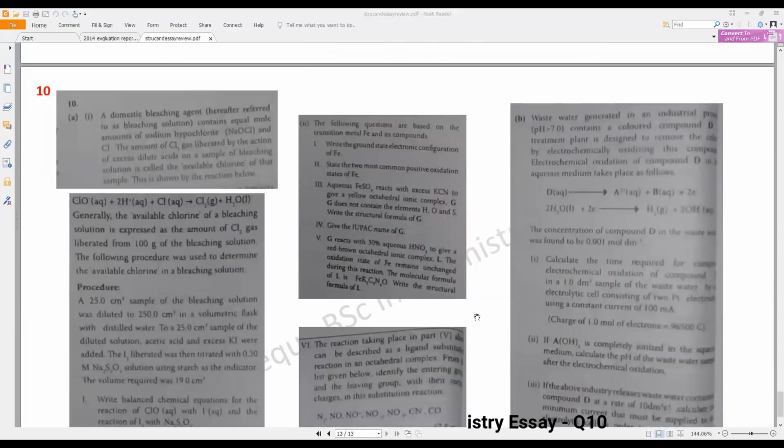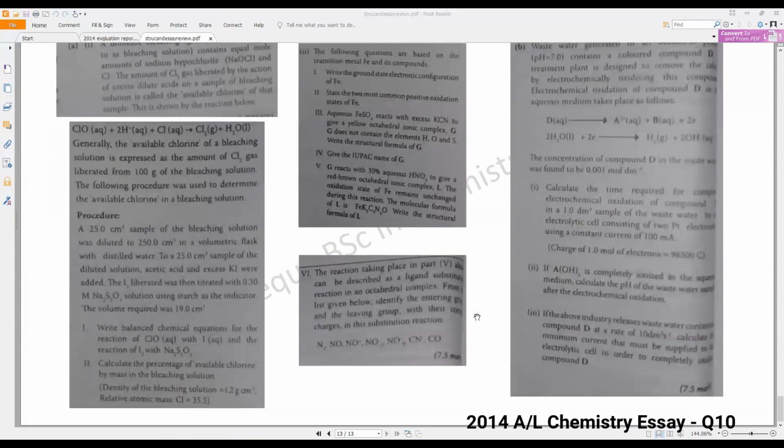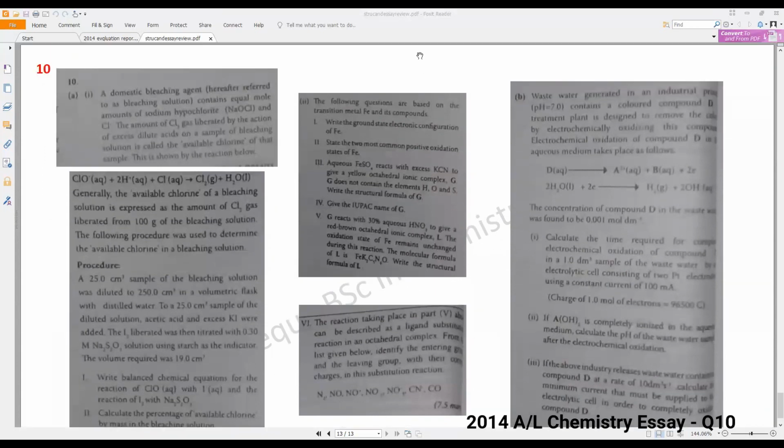Right, so we will move on to question number 10, domestic bleaching agents. The bleaching solution contains equal mole amounts of sodium hypochlorite, NaOCl, and Cl minus. The amount of Cl2 gas liberated by the action of excess diluted acids on a sample of bleaching solution is called the available chlorine of that sample. This is shown by the reaction below.